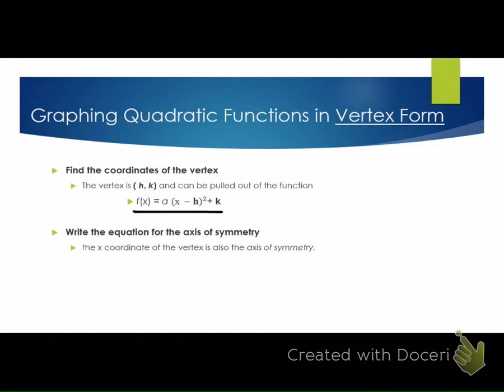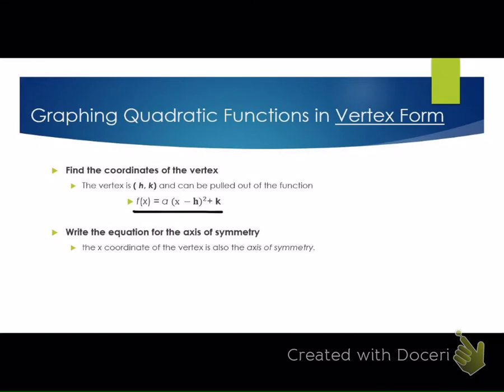F of x equals a times x minus h squared plus k. Now, what you don't realize yet is that you're going to love vertex form. When these functions are in vertex form, you're going to be very happy because the vertex is the ordered pair (h, k) and can be pulled straight out of the function.